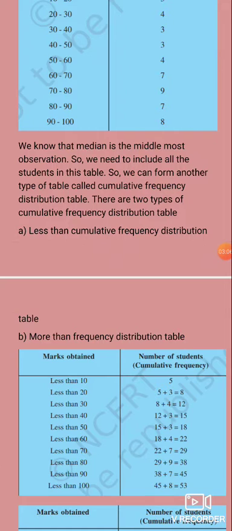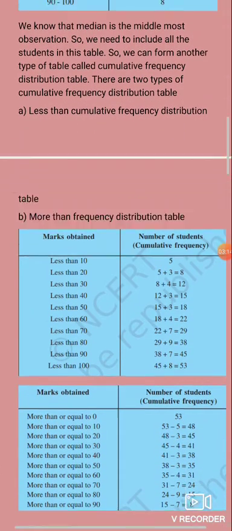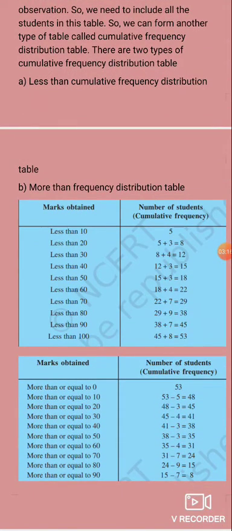Now we can use this table only for the calculation of median, but the more than table also. Listen carefully, the same question. When we consider the more than cumulative frequency table, we always take the lower limit. So listen carefully, if it is less than table, we always take upper limit. If it is more than table, we always take what? Lower limit. So more than or equal to 0. More than or equal to 0 marks means what? The total number of students, 53.